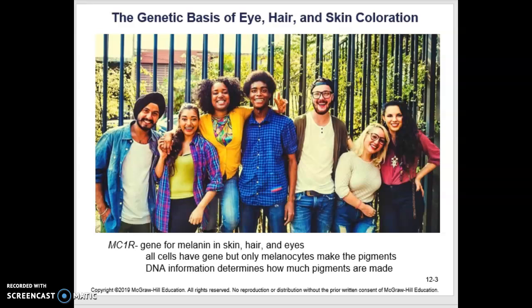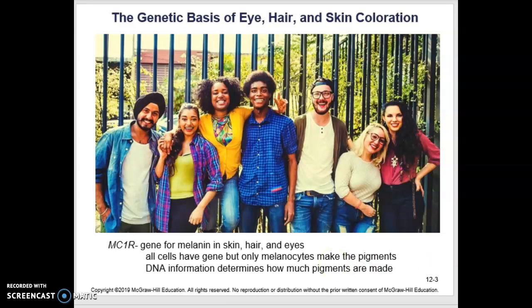So in this picture here, we can see that there are many different traits displayed for hair color, skin color, and eye color. And the interesting thing is, every one of the cells that these people have contains the genes or the genetic code for each one of these traits. However, only melanocytes, or certain cells that have melanin in them, make the pigments. So how come some cells make these certain pigments, or melanin, which is responsible for skin, hair, and eye color, and other cells do not?